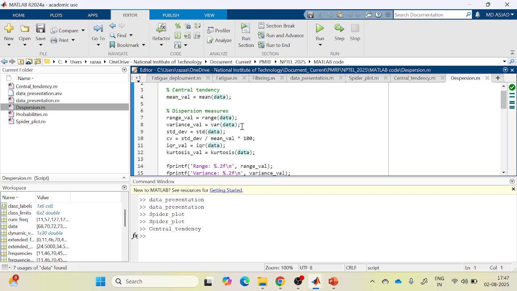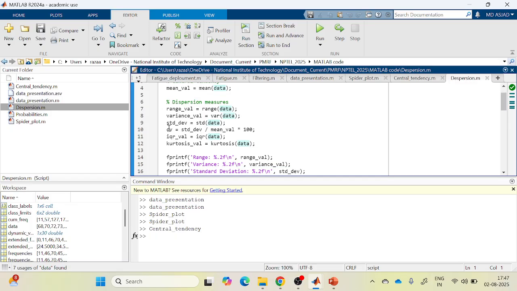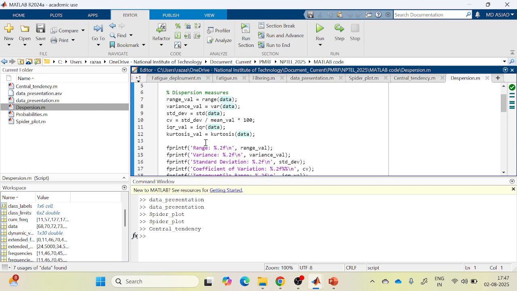Then we have the variance. For variance, we calculate the mean, then the sum of xi minus x bar, the whole squared, divided by n minus 1. Then the standard deviation is the square root of the variance. Then the coefficient of variation is the standard deviation divided by the mean, times 100. Then the interquartile range is Q3 minus Q1. Then we have the kurtosis value.